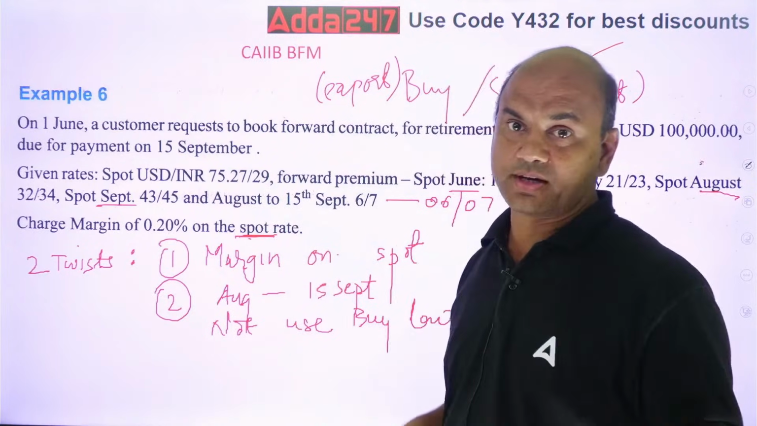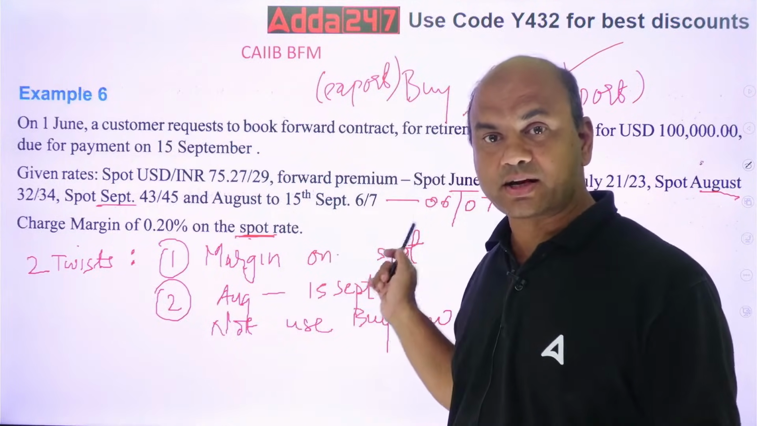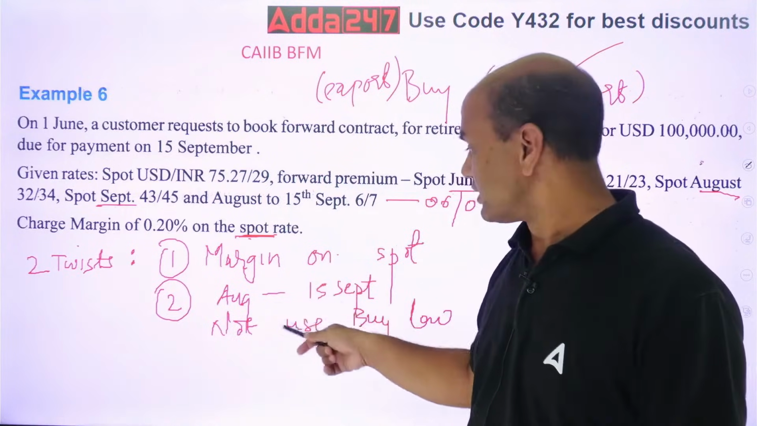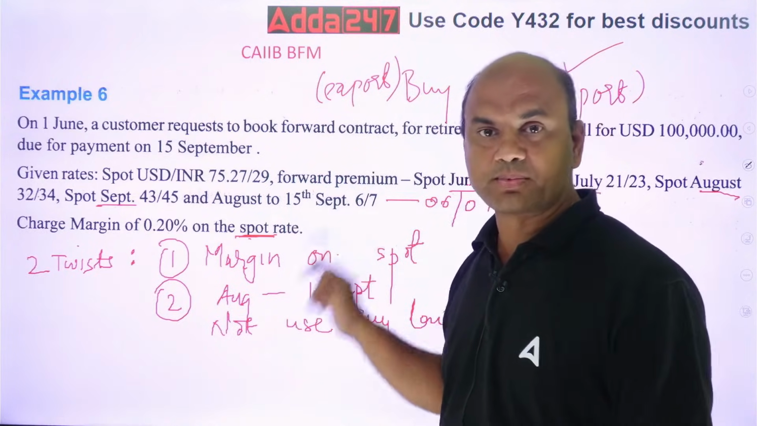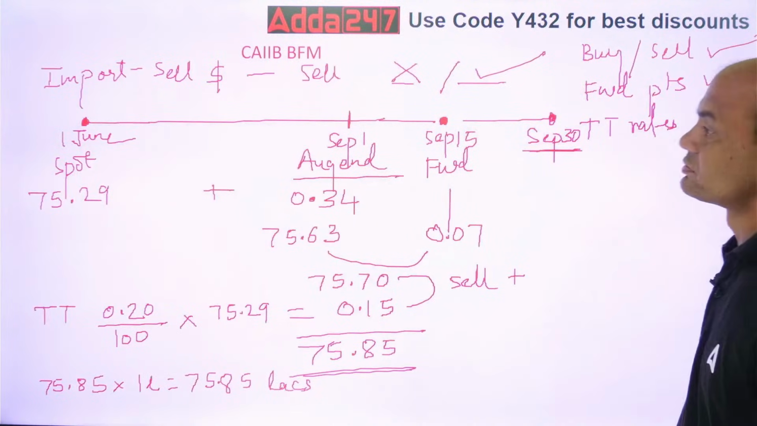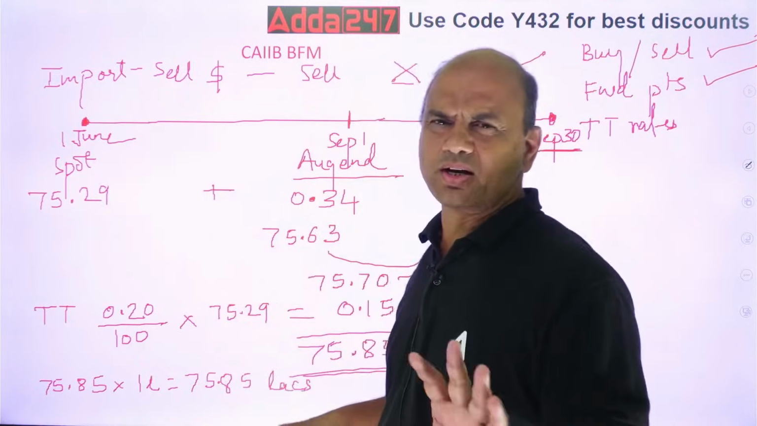No left side. So what are the 3 points we should focus on? One is the right side. Second is margin on spot. Third is this August to 15 September. So let's start now. Move ahead. Say this date is anything, we don't know the date. Let's take it as 1st June.